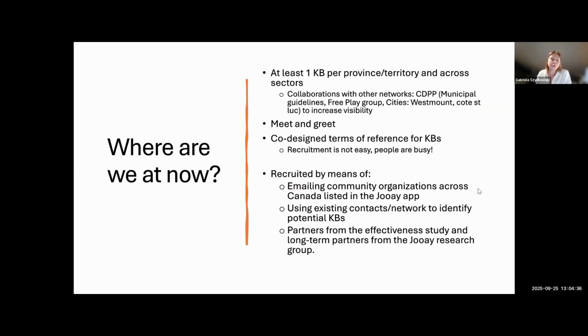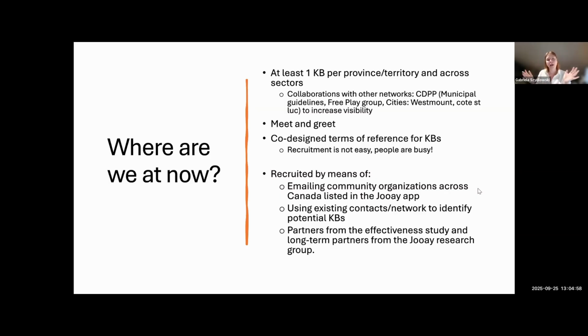We co-design with them the terms of reference of what their role would entail. Overall, recruitment was not easy. People are busy, so that took us a bit longer than we anticipated. We recruited by emailing community organizations listed in the app, as I mentioned, and utilizing existing contacts and networks that we have to identify potential KBs.